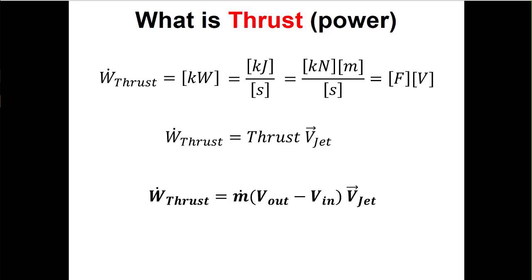All right, so I could write it like this if I ever wanted to, which I'm not going to ask you to do on the exam. Our thrust power is going to be mass flow rate times the change in the velocity across the engine, multiplied by the velocity of the jet. The velocity of the airplane. So if you were standing on the wing, how fast would you be moving relative to the ground?